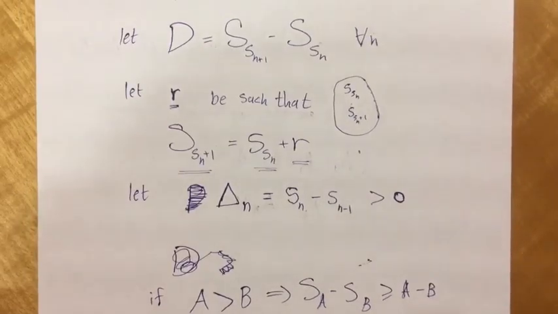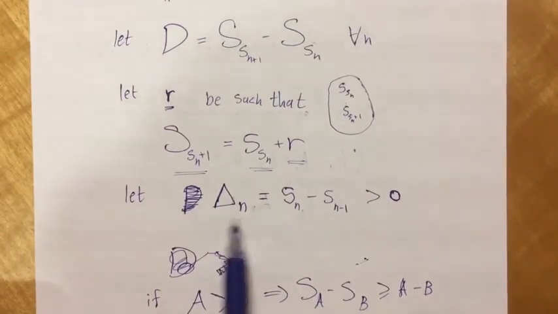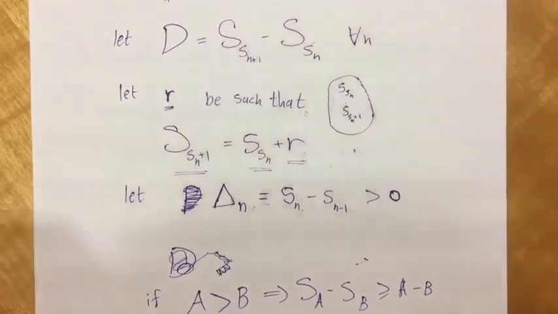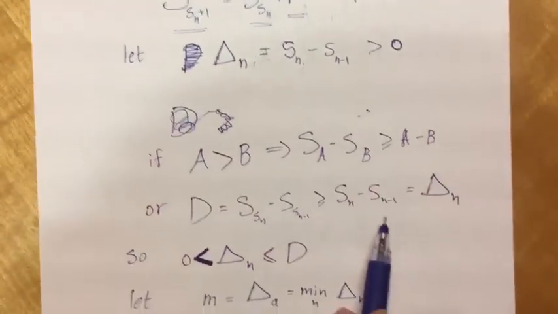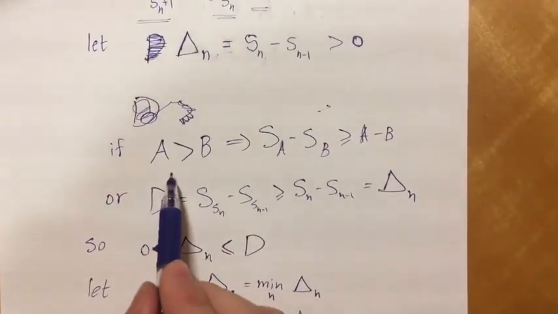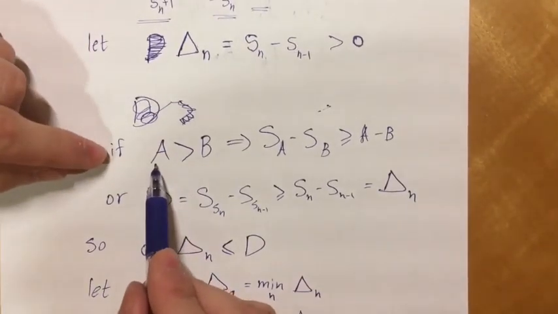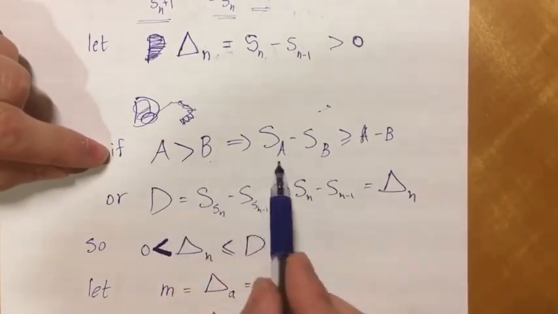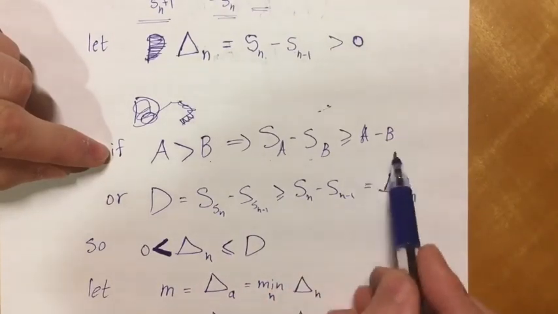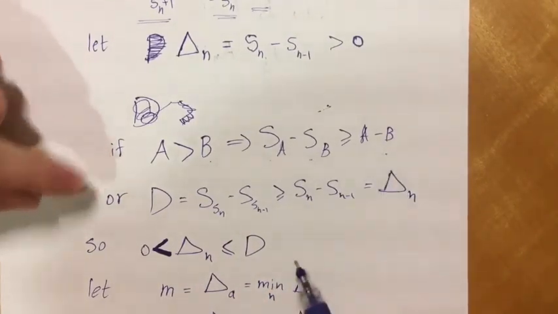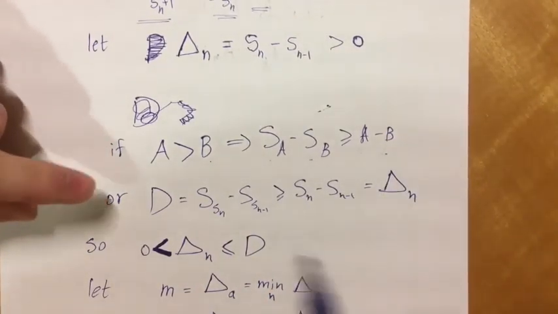Moreover, we can show that this sequence delta n is bounded. Why? Well, we know since S is a strictly increasing sequence, then for any A bigger than B, SA minus SB is at least A minus B. But what does that mean?